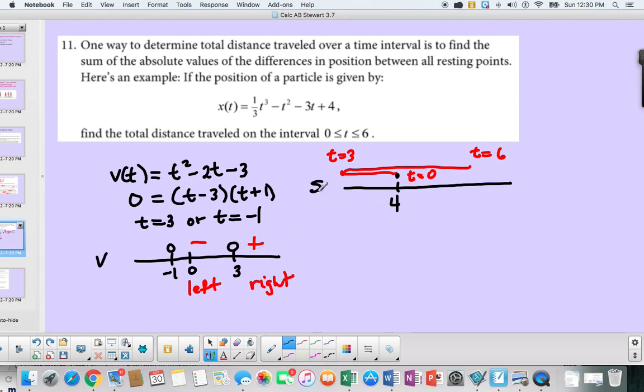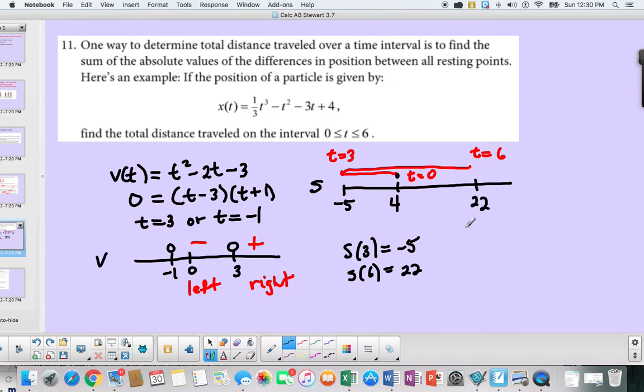So here on our position line, we're starting at 4. At t equal to 0, we know we're at 4. And this says we're going to move to the left, and then we're going to move to the right. Let's go ahead and figure out what these positions are. x of 3 will be equal to -5. So if I put 3 into this function here, I will get -5. Now if I figure out what x of 6 is, x of 6 is going to be 22. So over here we're going to have 22.